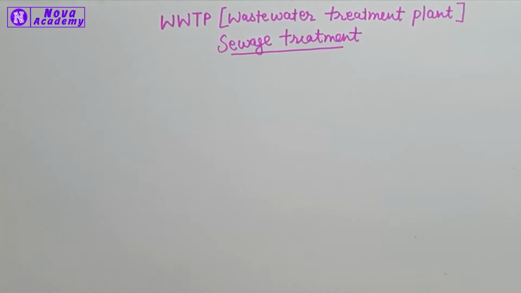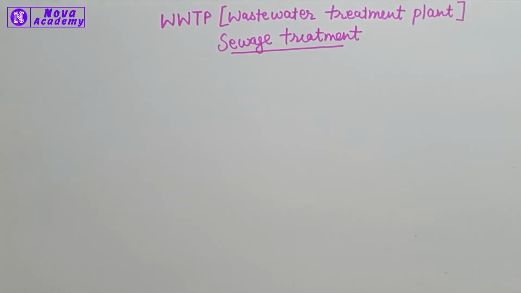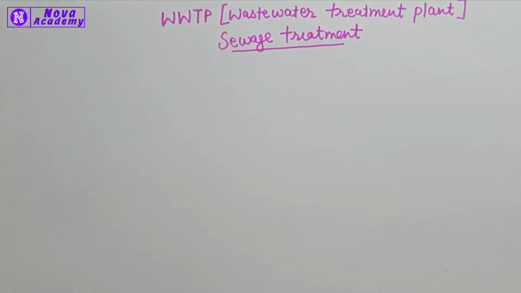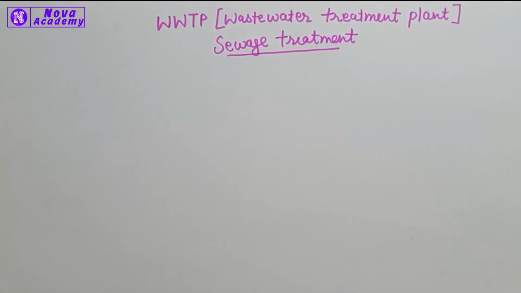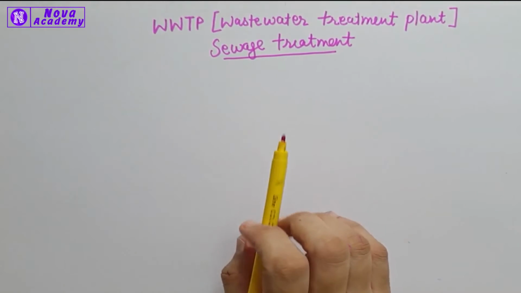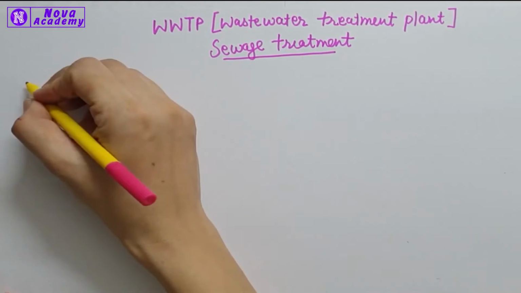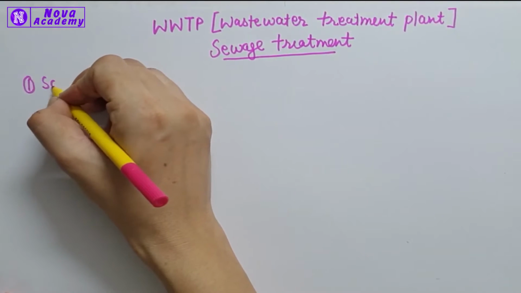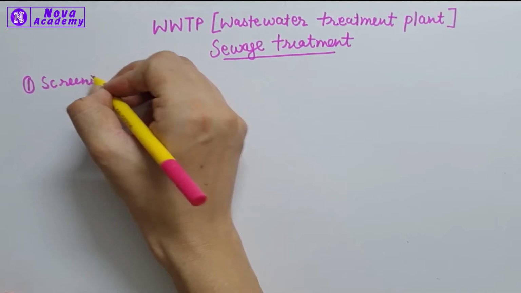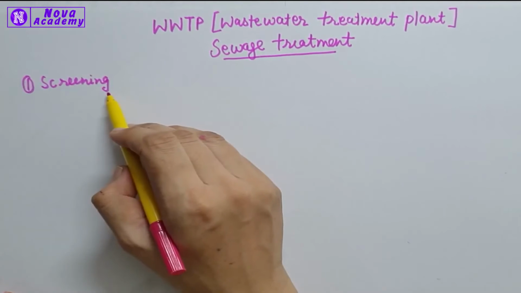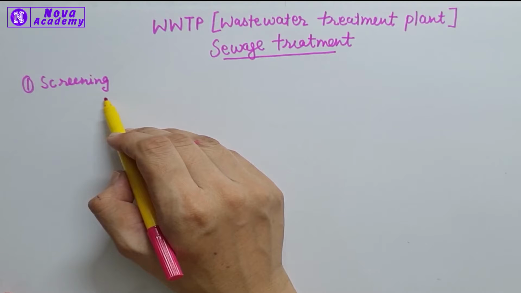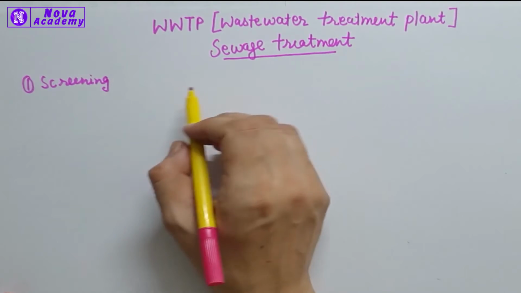Hello student. Today I want to discuss with you the sewage treatment or wastewater treatment plant. In the sewage treatment we follow different steps. So I am writing here the steps. First step is screening. First we will do screening. I will discuss with you what is in the screening. So first I am writing here the steps only.